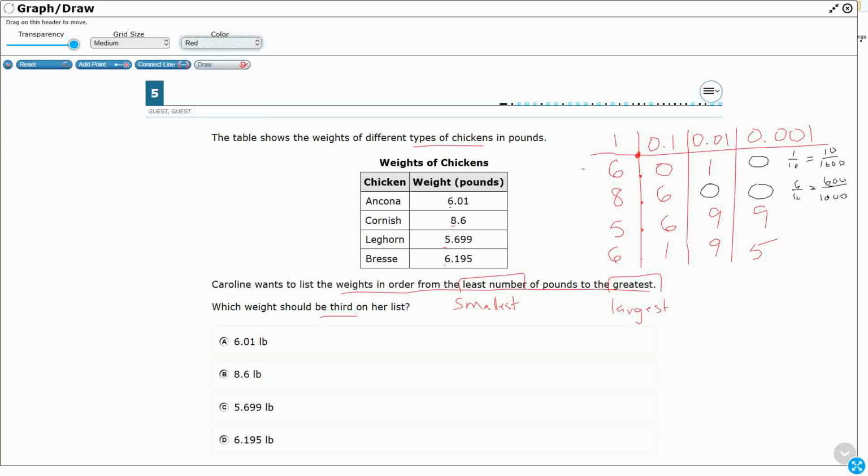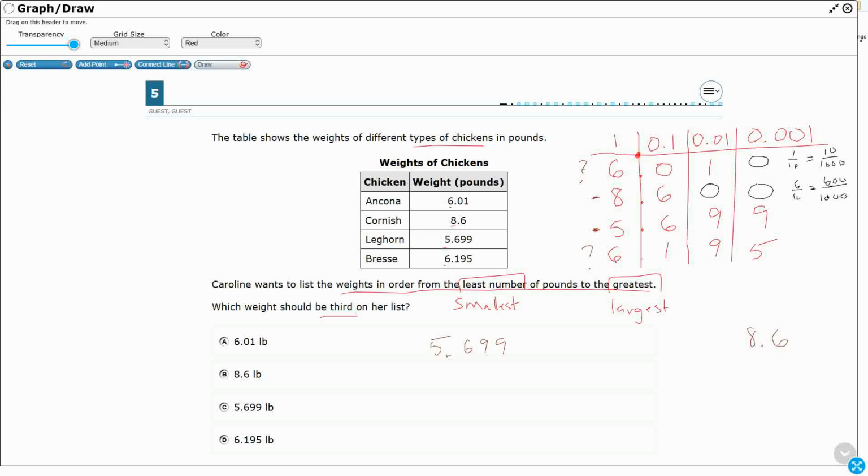So we're looking for our smallest number, and we're looking at the first digits first. And honestly, it's just that 5. So the smallest is 5.699, which is going to be first. And we've got our last number right here. If we want to look at that, it's going to be 8.6 because that's the only 8. So really, our only question is going to be the sixes.